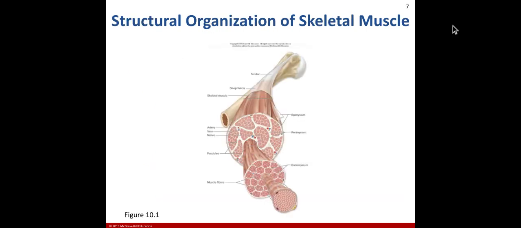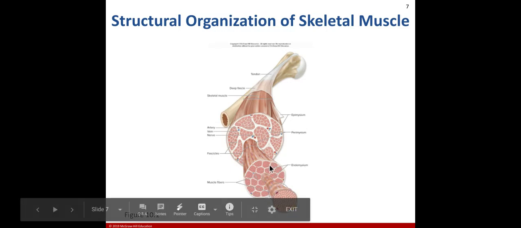So here's what we're talking about with that. So you've got this bone here, and we've got a tendon, and the tendon connects to a muscle. Here's our muscle. And on the outside of it is that epimysium. If we look, here is our perimysium around these fascicles. And then if we look at each individual fiber here, that's where we're going to see our endomysium.